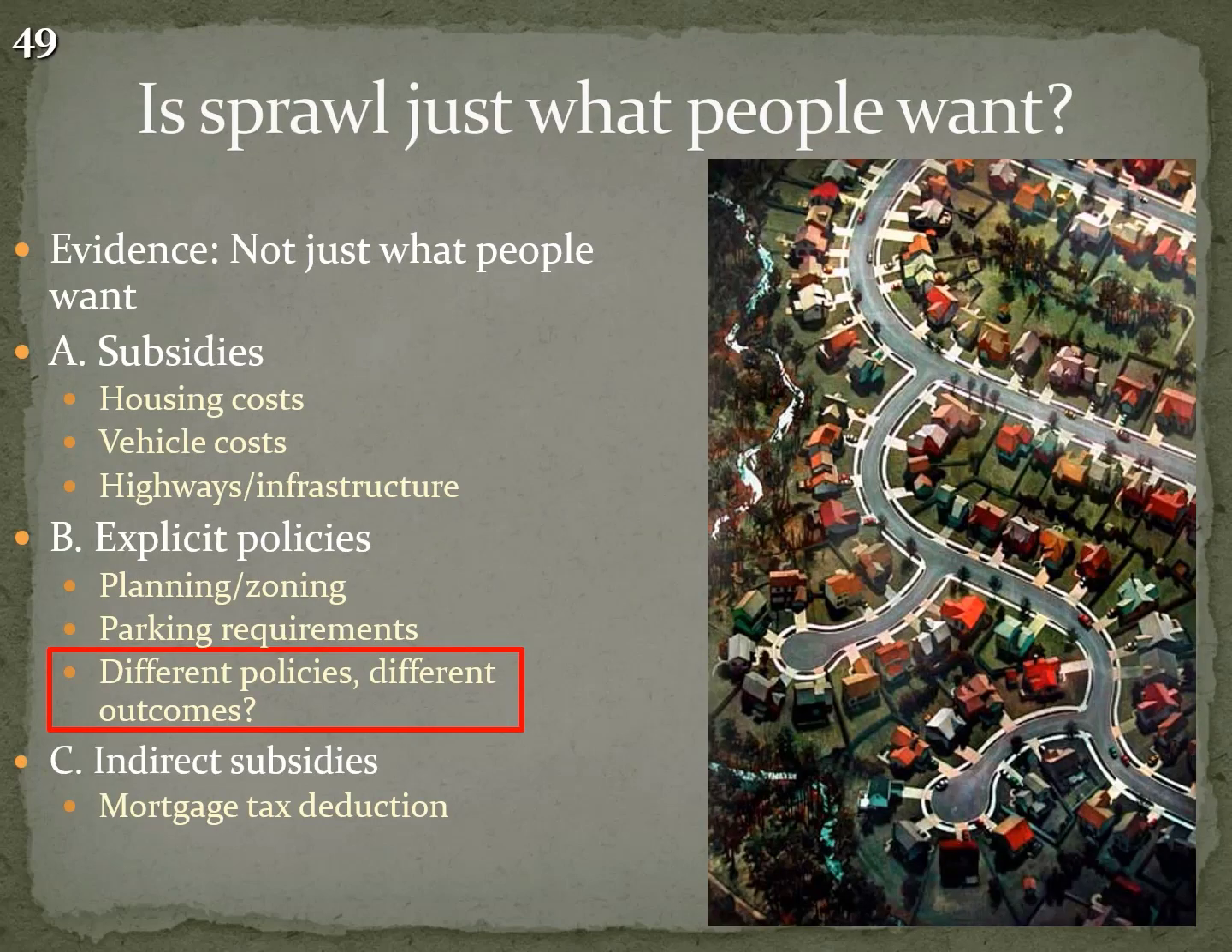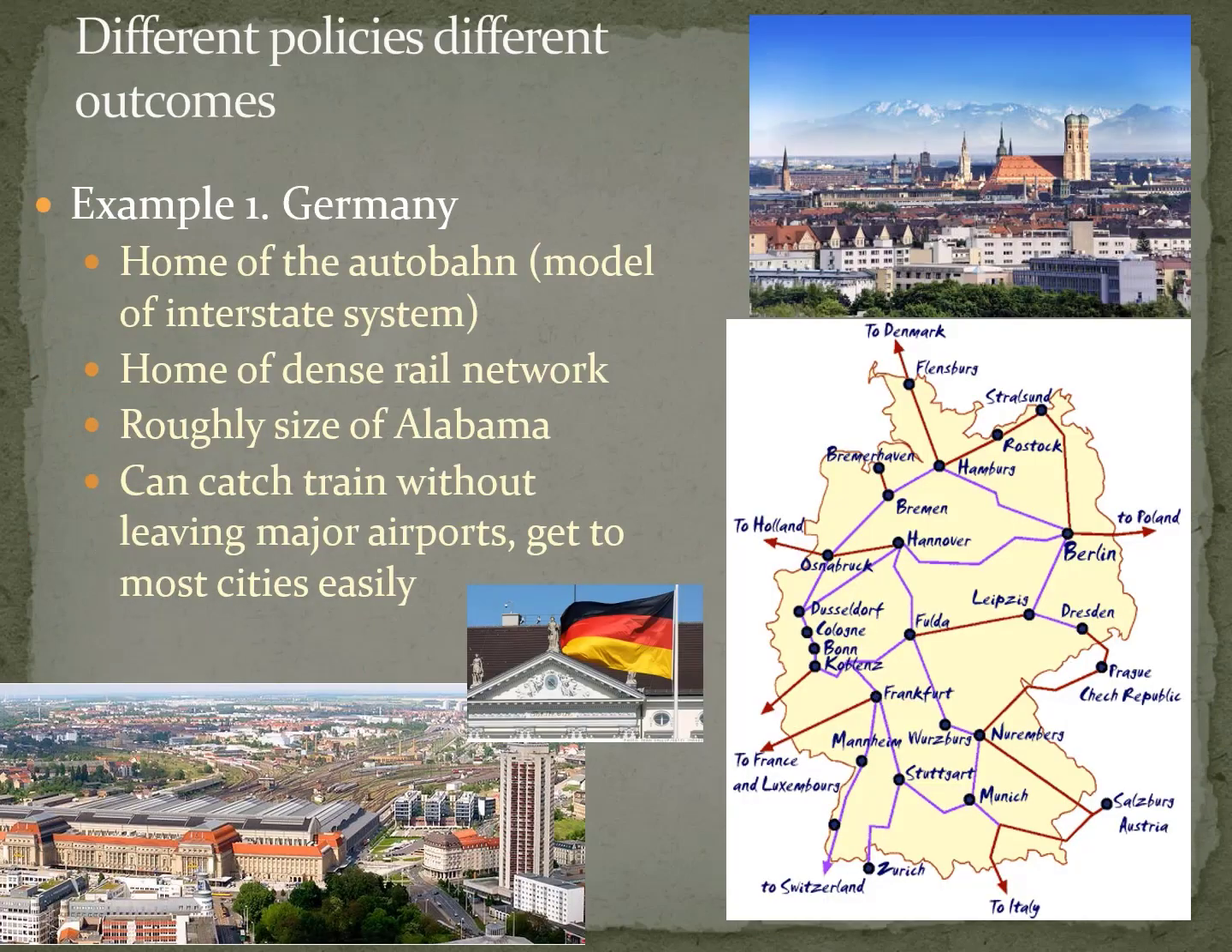And so evidence suggests sprawl is not just what people want. There are specific policies, choices, and structures that have created it for us. And so if we had different policies, could we achieve different outcomes? Are there alternatives to the way we're doing things? And the answer is yes. So let's look at a couple of examples.